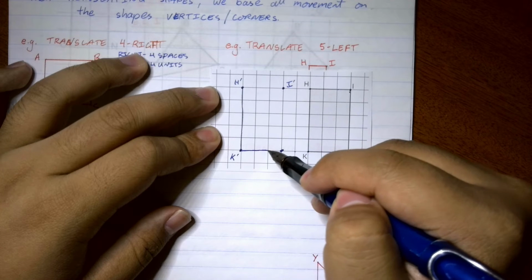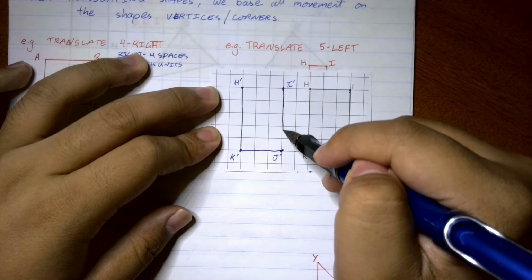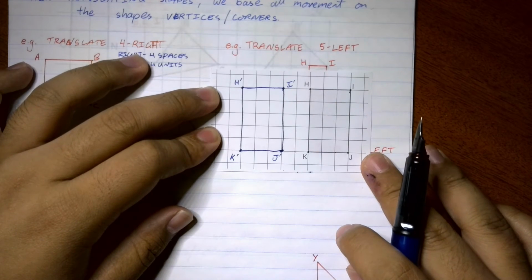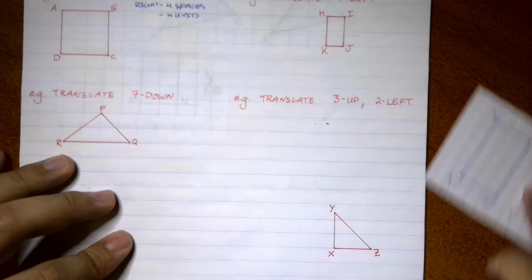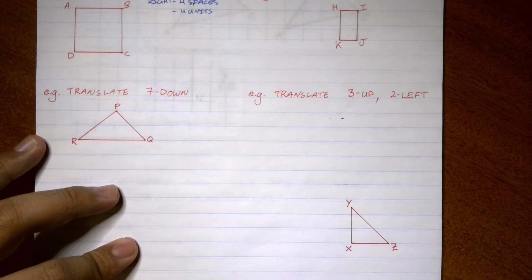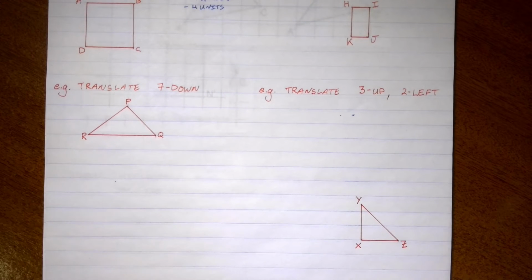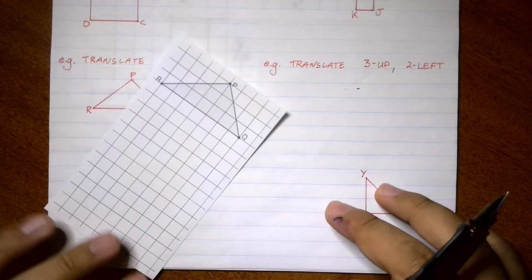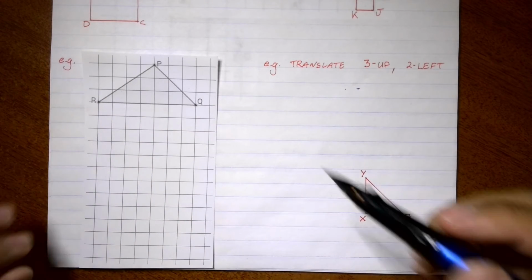I'm doing this without a ruler, but obviously when you do this, do it much neater than I am. There we are. Let's finish off these last two examples here. Here we have translate 7 spaces downward. There we go. So 7 spaces.